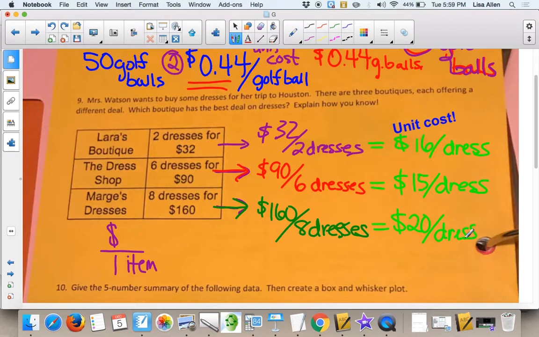So if we want to find which one is our dress, it looks like this gives us the cheapest one. So we're going to say it looks like we're heading for the dress shop. Maybe we'll hit up Dress Bar next week.